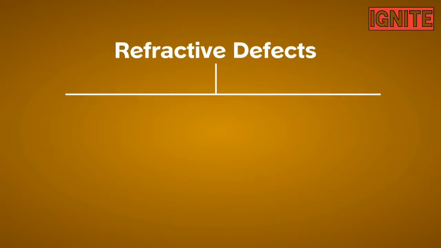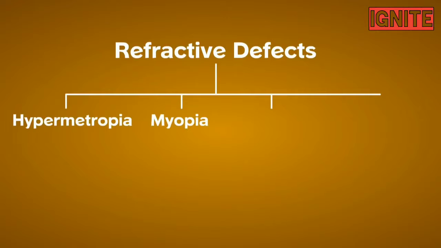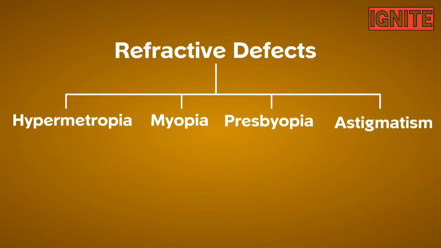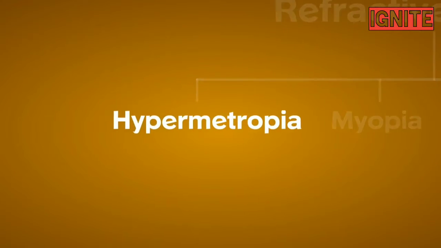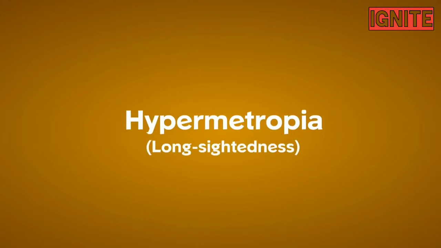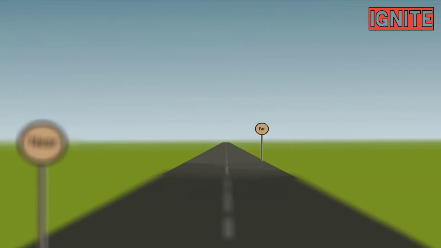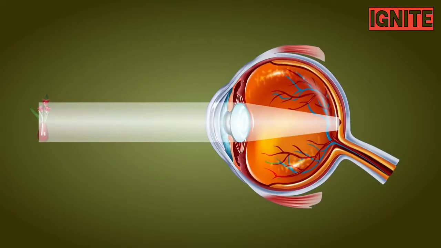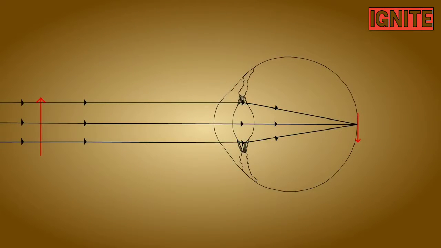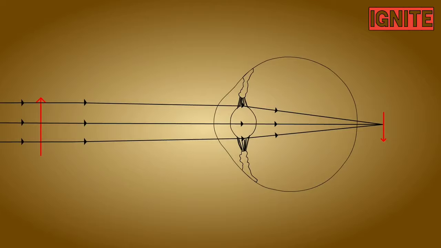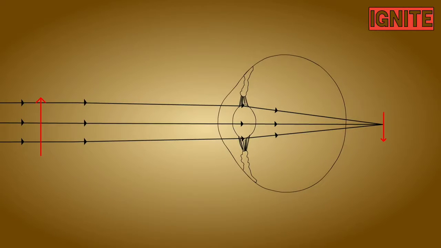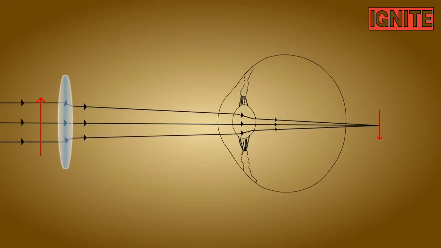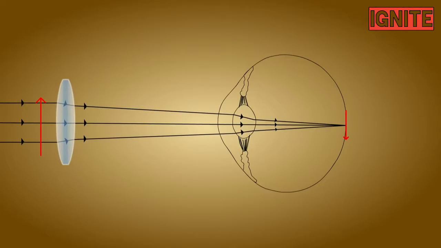The eyes can gradually lose their power of accommodation, resulting in blurred vision due to refractive defects. There are 4 common refractive defects of vision that we shall look at and see how they can be corrected. The first defect we look at is hypermetropia, also known as far or long-sightedness, in which nearby objects cannot be seen clearly as the image is formed behind the retina. This is due to the increase in focal length of the lens and decrease in the length of the eyeball. This defect can be corrected using convex lens of suitable focal length.